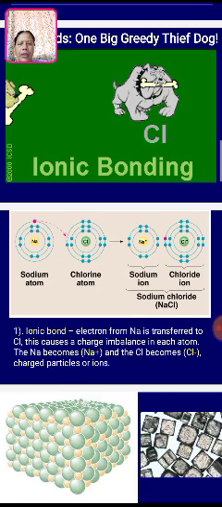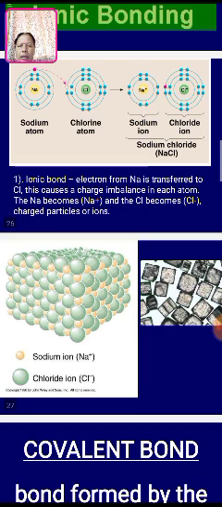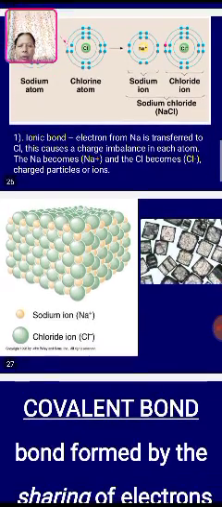Electron from sodium is transferred to chlorine. This causes a charge imbalance in each atom. The sodium becomes Na plus and the chlorine becomes Cl minus, charged particles or ions. The smaller one, which is yellow in color in the picture, is Na plus, and chlorine has the Cl minus.